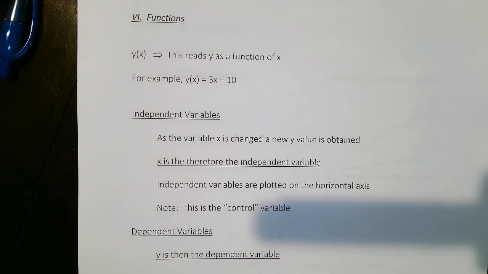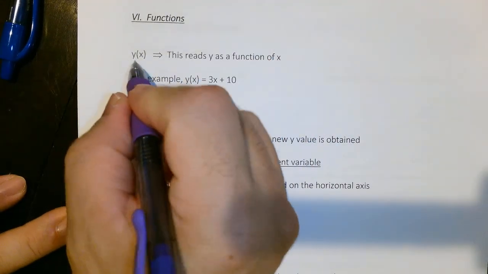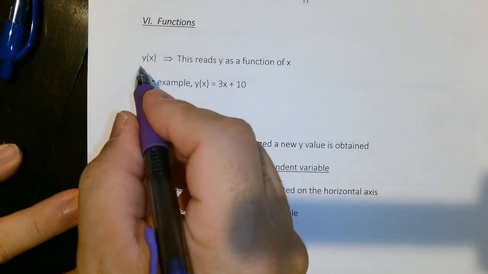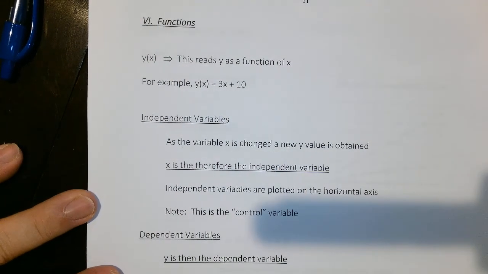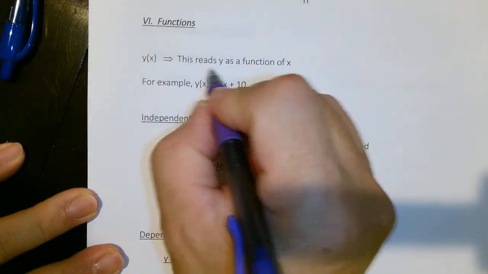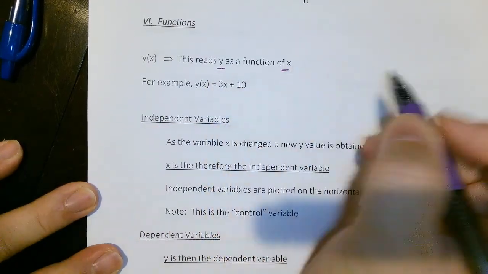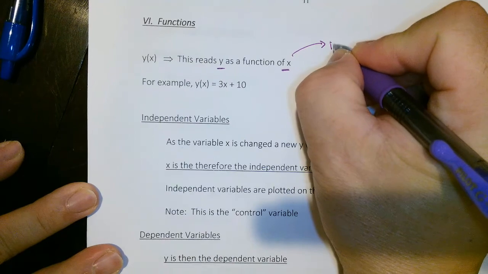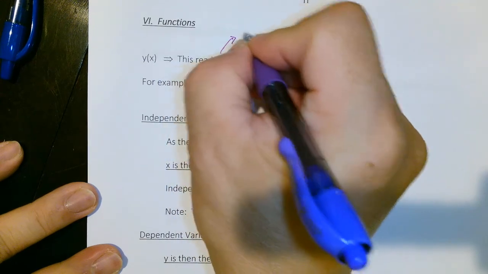If we were to take a look at many different functions that were given to us, we already know most of these, okay? So I'm just going to review them very quickly. So y is a function of x. In this case, the y value depends on whatever x value you plug into the function, okay? So this is red, y is a function of x. This is the independent variable, and this is the dependent variable, okay?